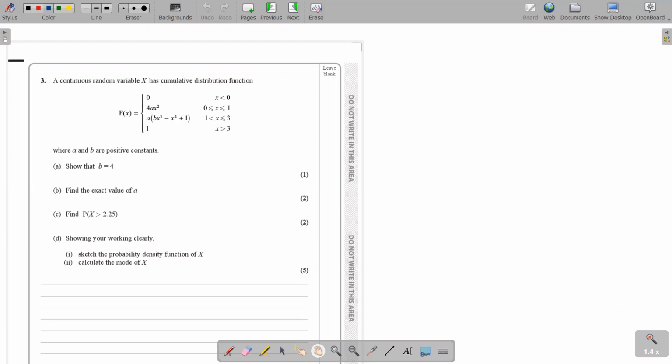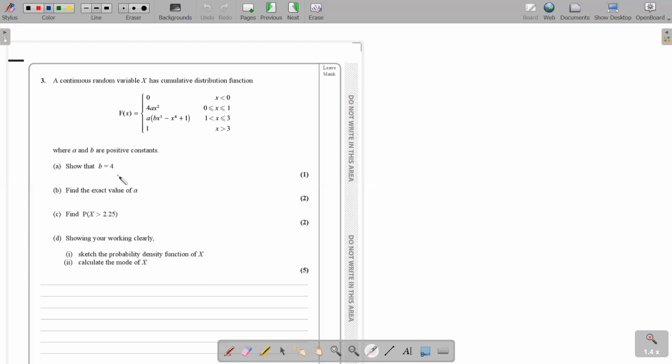Okay, moving on to question number 3. They say a continuous random variable x has cumulative distribution function, and they have given the capital F(x), the cumulative function. There are two functions here: 4ax² is defined for x values between 0 and 1, and a(bx³ - x⁴ + 1) is defined for x values between 1 and 3. Now they are saying a and b are positive constants.